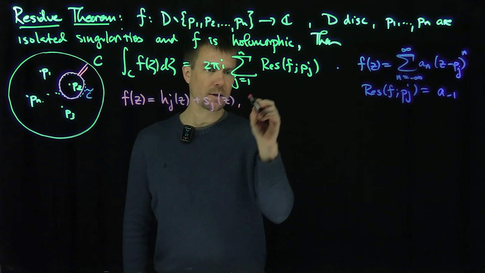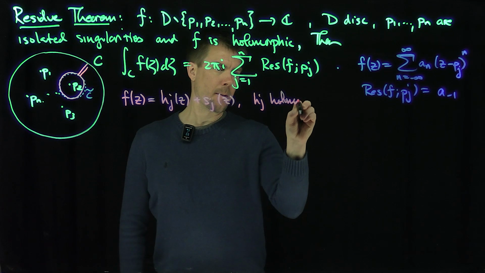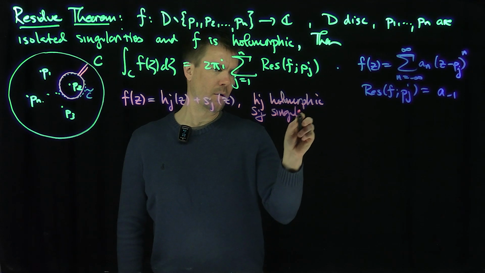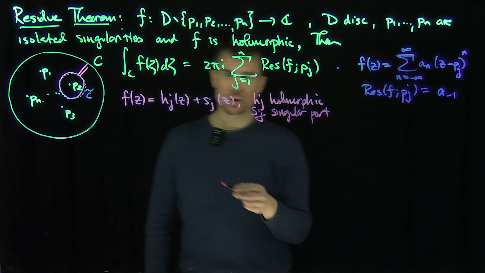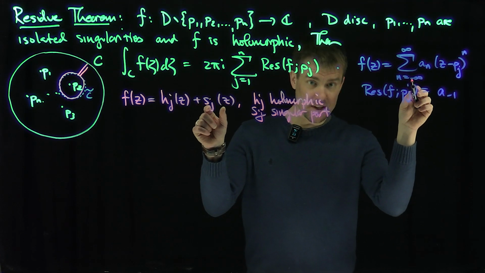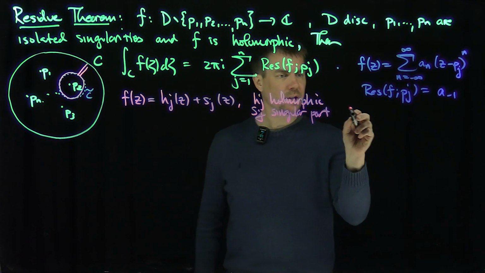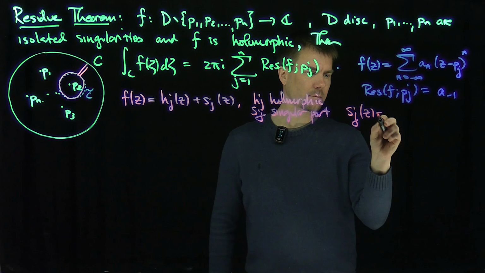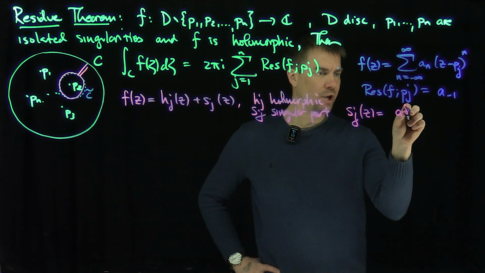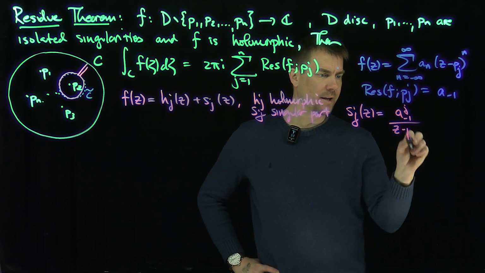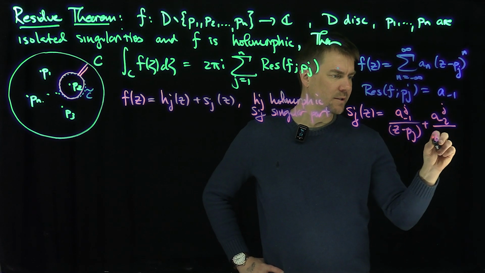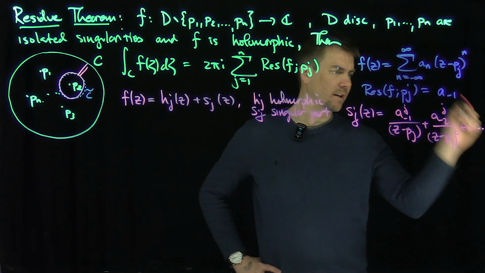where hj is holomorphic, and sj is the singular part. I'm just writing down the Laurent expansion. I'm saying take the 0 to infinity terms, that's hj, and take the negative 1 to negative infinity terms, those are the sj terms. So in particular, sj of z is really some number, we'll call it a_{-1,j}, over z minus pj, plus a_{-2,j} over (z minus pj) squared, and so on.